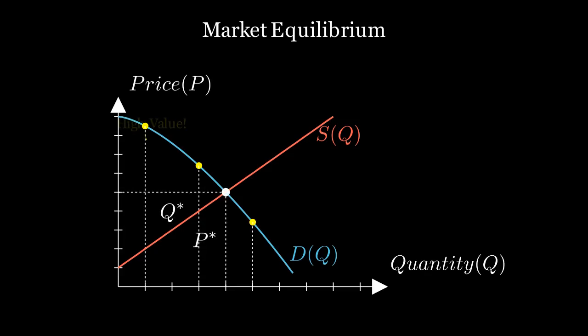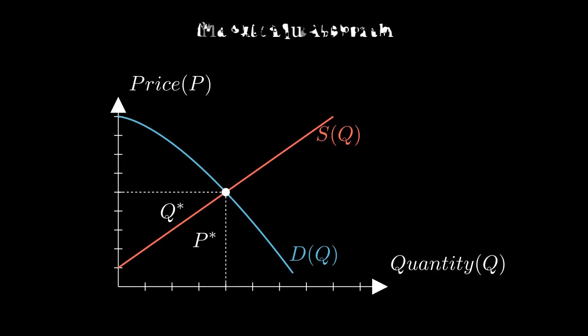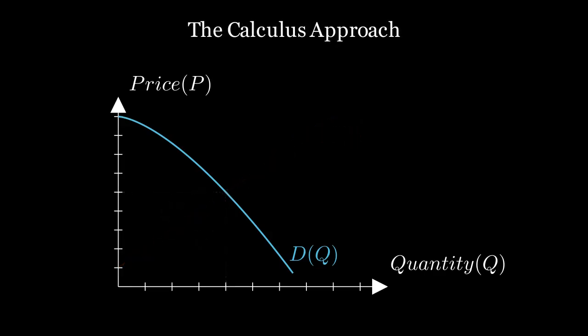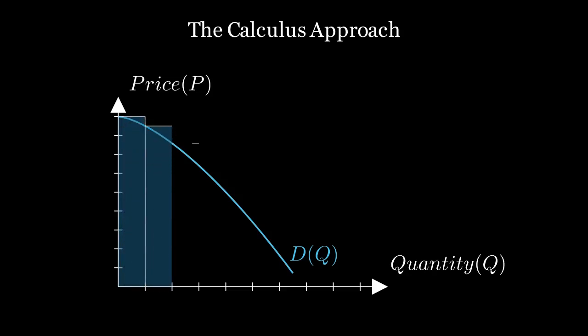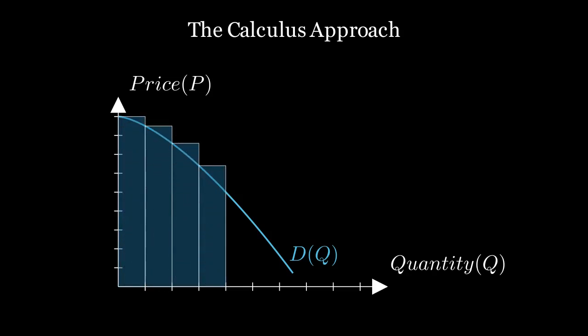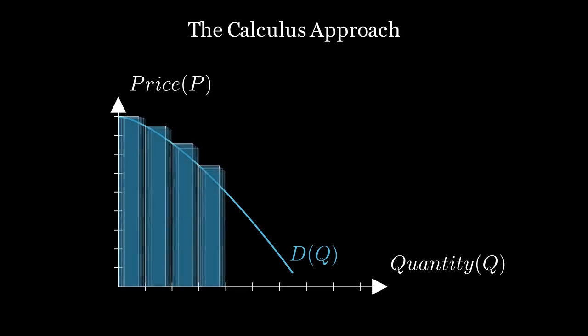Now, let's introduce the market equilibrium. In a competitive market, the price isn't determined by a single person's desire, but by the intersection of supply and demand. This intersection gives us the equilibrium price, P star, and the equilibrium quantity, Q star. Every consumer who is willing to pay more than P star gets a bargain. They pay the market price, but they receive a value that for them is much higher. This is where calculus becomes our most powerful tool.